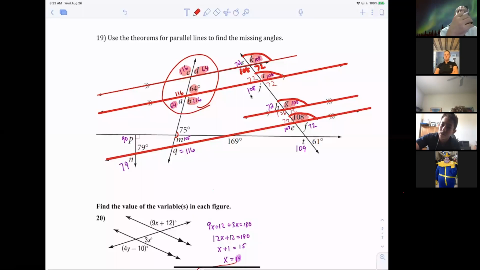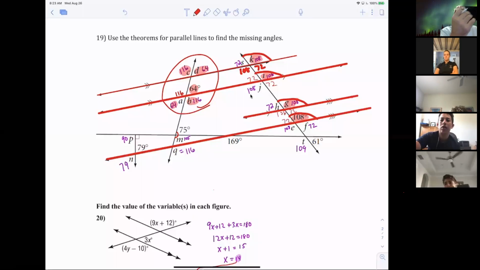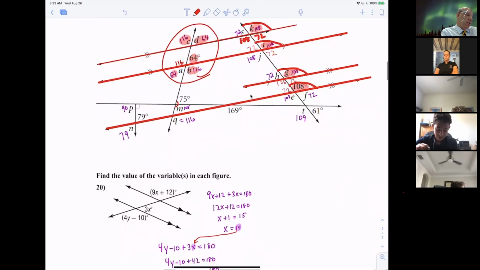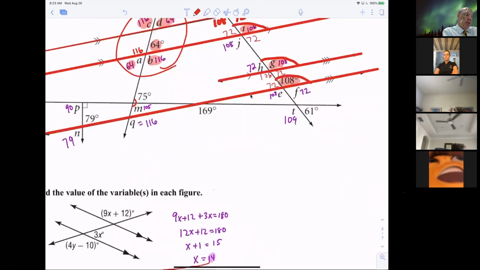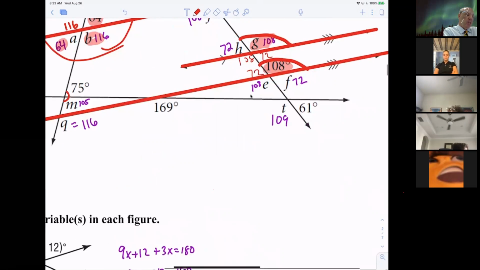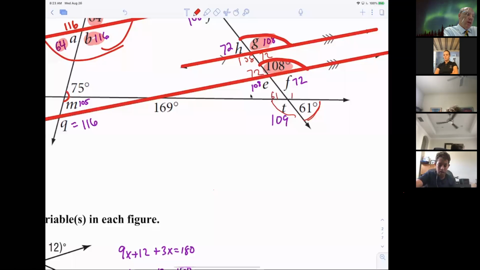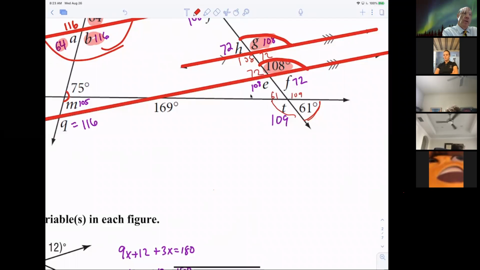Now, when I'm doing these problems, I don't go in alphabetical order. I just go to things I know are true and start filling in. Now, I'm trying to find something else now. So really, now I can look down here and I can say, if this is 61 degrees here, this is supplementary. And if I wanted to, I could make this 61 and that 109. Does everybody agree with that?